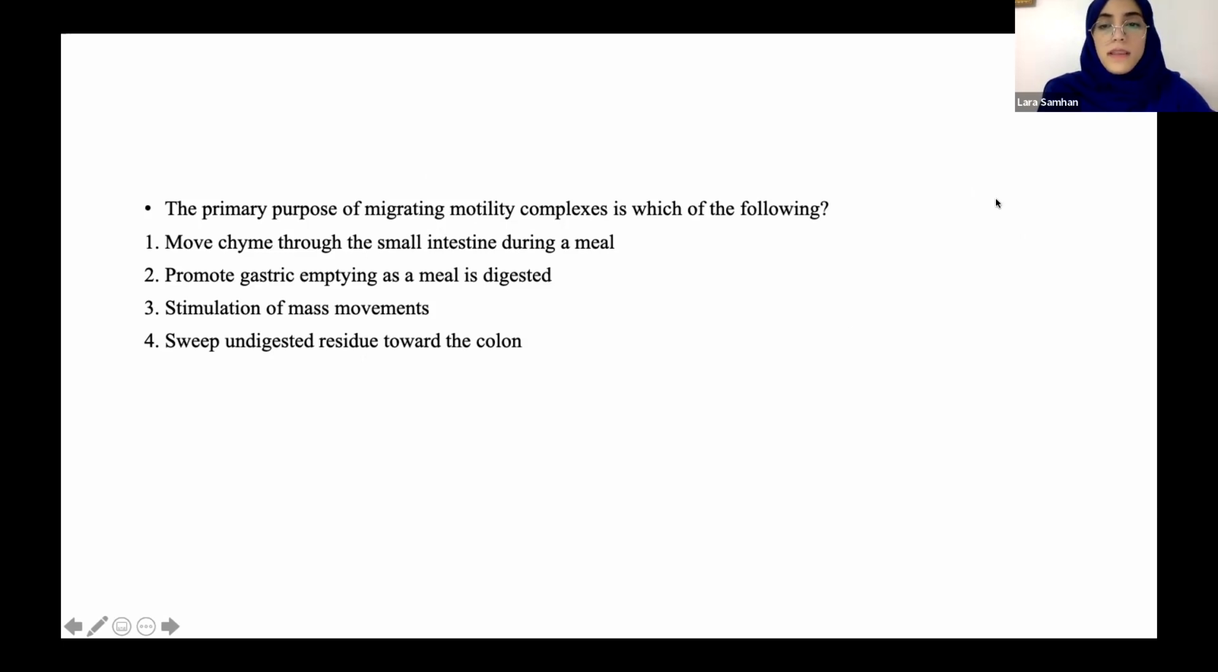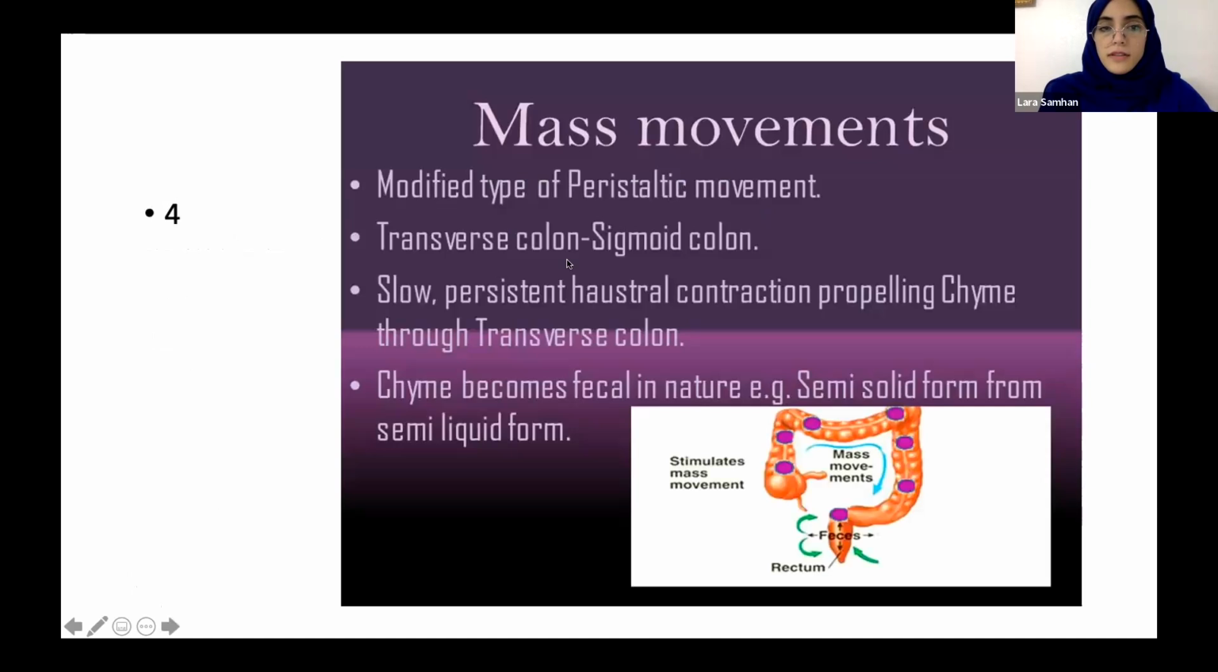Exactly. It can also sweep anything basically in the GI tract, either food or any other thing in general. It's going to definitely be moving it all the way to the end of the colon. Perfect. So basically here we have this slide supports the answer. So we have mass movement. Mass movement is basically like peristalsis. So we can say either mass movement or peristaltic movement.